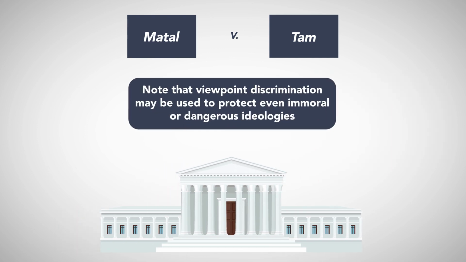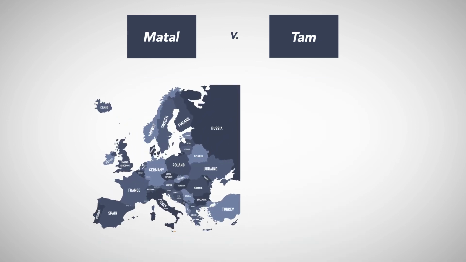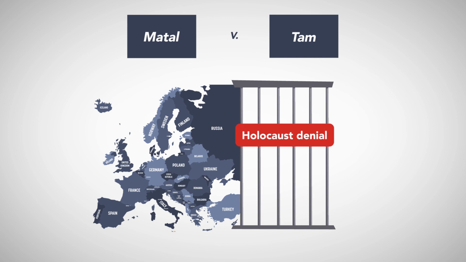Note that viewpoint discrimination rules may protect even immoral or dangerous ideologies. For example, while many European countries criminalize Holocaust denial and racist hate speech, it is unlikely that such laws banning these expressions would pass muster in the United States.